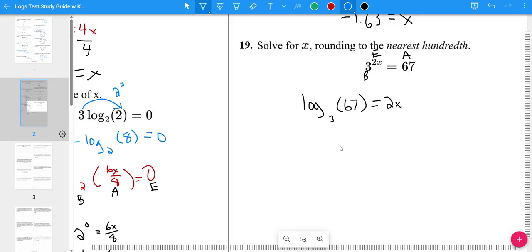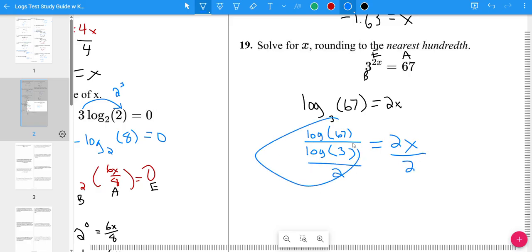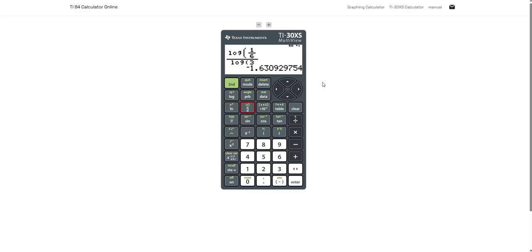Now, I go ahead and rewrite this. And we got log over log. My base is on bottom, so log 3. Log 6.7 on top equals 2x. So all I'm going to do is type this in my calculator, and then to get x by itself, I'm going to divide by 2. So log of 6.7 over log 3, and then divide that by 2. 1.91.